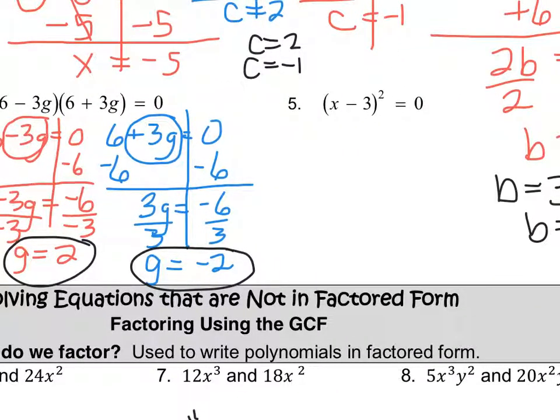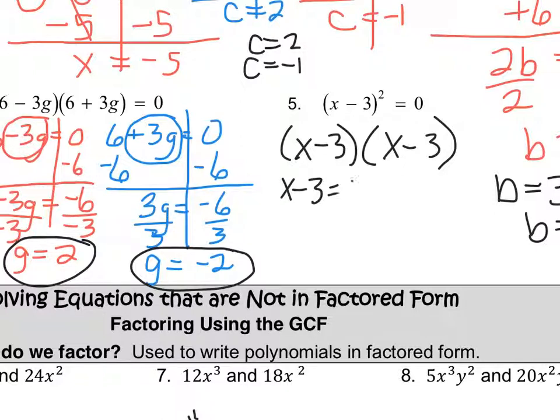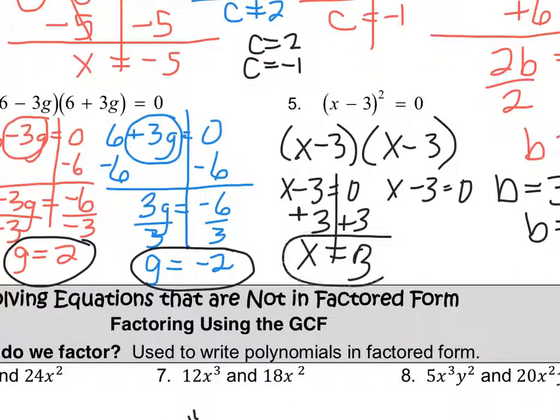Okay, and then on number 5, before we can even set our factors equal to 0, we're going to have to actually take care of that squared. So all that's telling us is that we really have x minus 3 times x minus 3. And if we set them equal to 0, we're going to have x minus 3 equals 0, actually written twice. So since they're exact same equation, I'm only going to have to solve it once. If I add 3 on both sides, I know that my answer to this is x equals 3. And that's my answer.